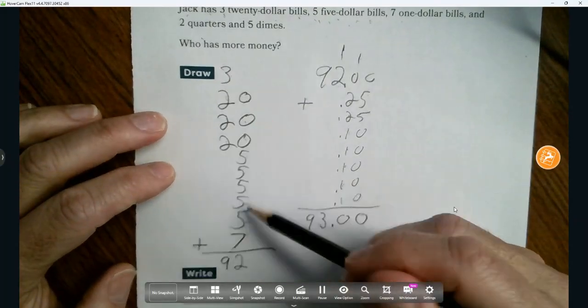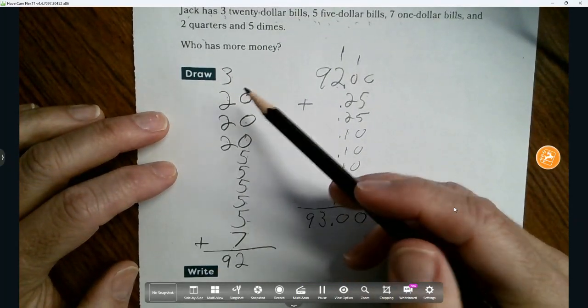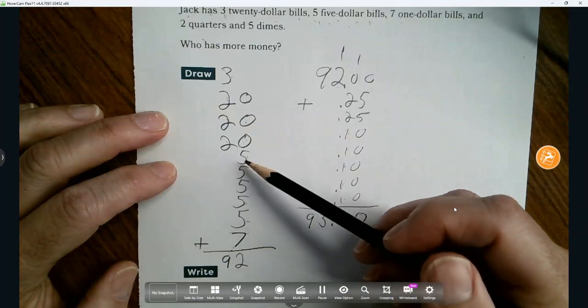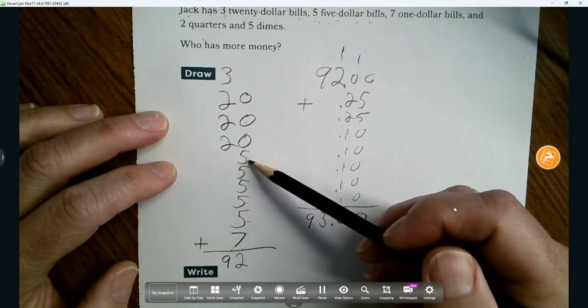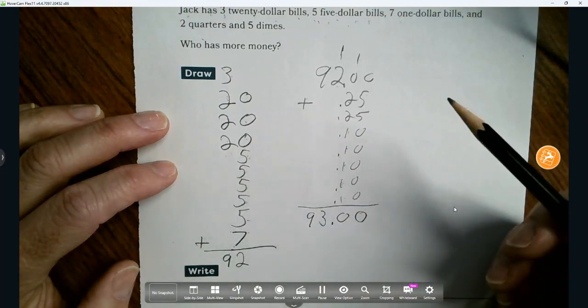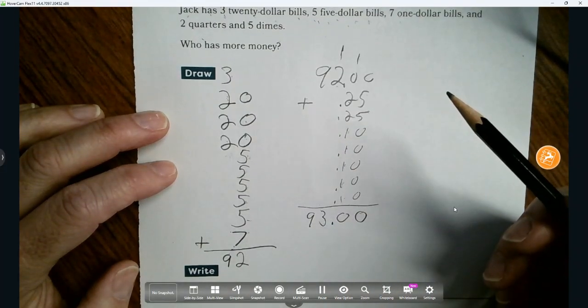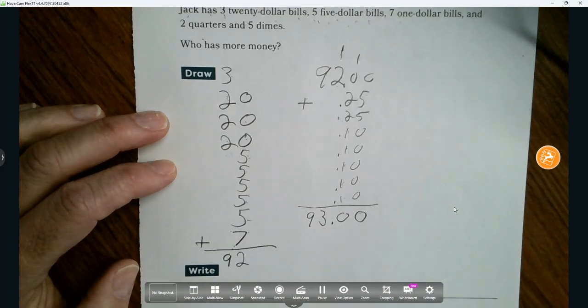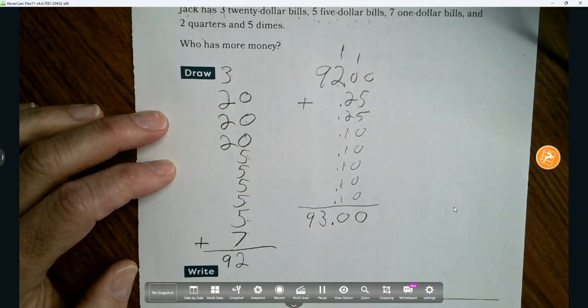We could have done this a little easier over here if we wanted, because we had the 20s, which is fine. But we had 5 $5 bills. We could have just said 5 times 5. We could have put 25 right here and just made it a little bit quicker for us, right? But that's not that big of a deal.